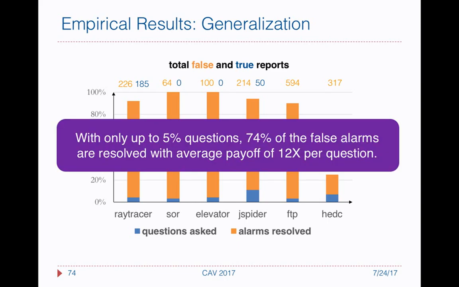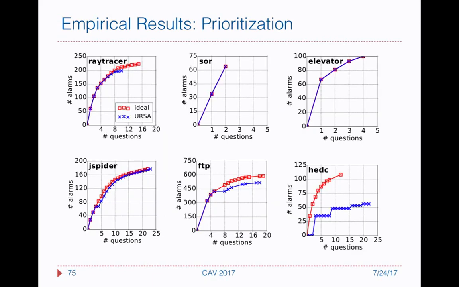So the punchline is, with only up to 5% questions to the users, 74% of the false alarms are resolved, with an average payoff of 12x per question. So if the user is willing to answer each of our questions, then on average, the user is saving inspecting 11 other reports. Okay. So that was the result for generalization. Let's see how well this does on prioritization.